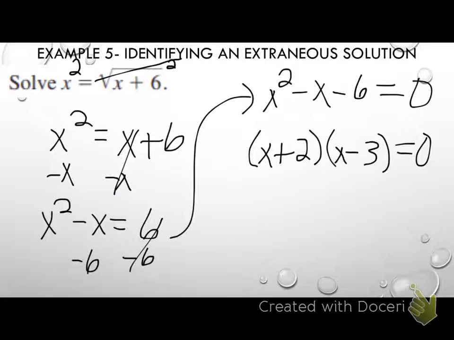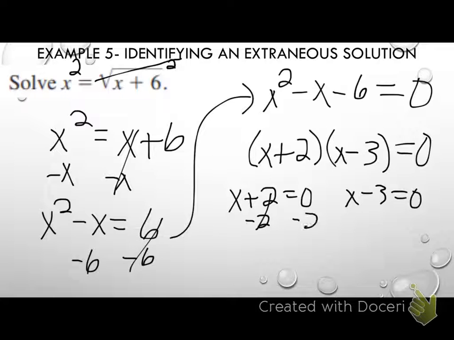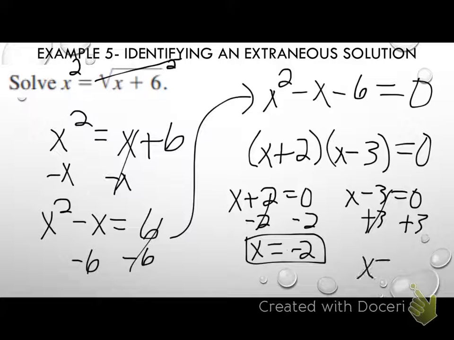How do I solve this now that it's in factored form? Yeah, set each factor equal to 0. So set what equal to 0? X plus 2. And what? And x minus 3. And now I can solve each of these two little equations. Subtract 2 from both sides. X equals what? -2. And then I add 3 to both sides. X equals 3.